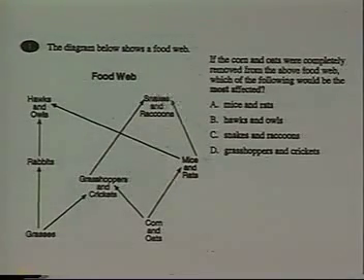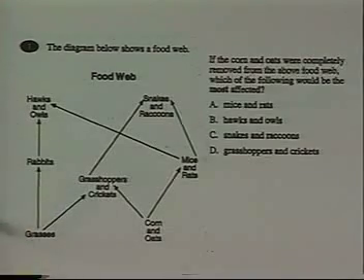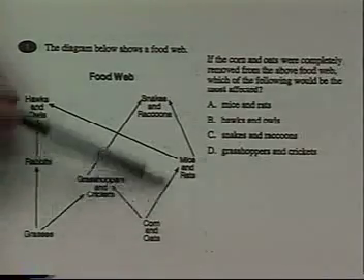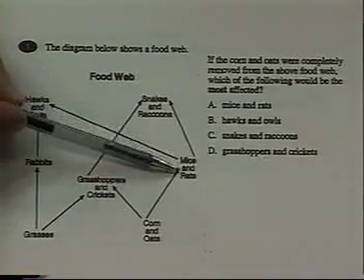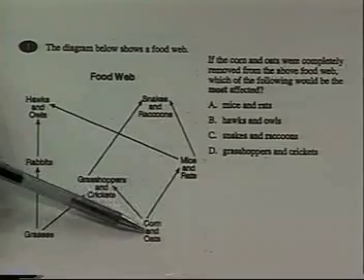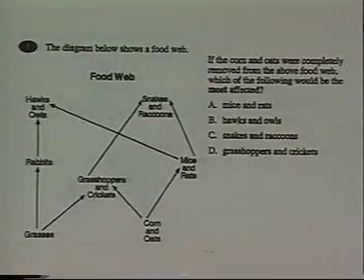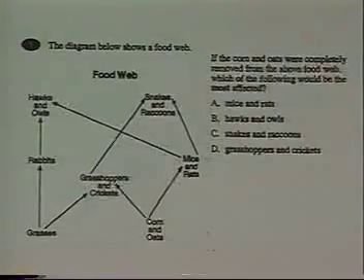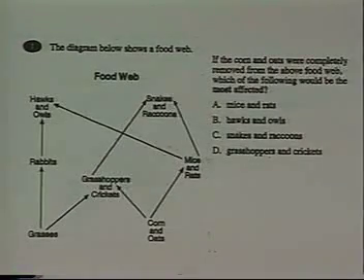According to this food web, the grasshoppers feed on grass too, so they still have food. But the only thing that mice and rats eat are corn and oats, so they rely on that. If you took the corn and oats away, there would be no mice or rats. They're going to starve to death.